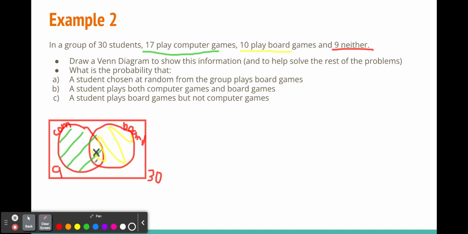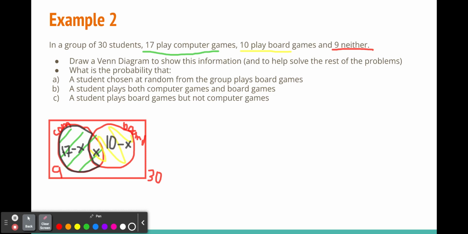If the intersection is X, then we can talk about this part here in green, which is going to be the people who play computer games, but not board games. Well, we know that all of the green is 17. And if we say that in this intersection there's X people, well, that means that the rest of this is going to be 17 minus this X. So remembering that this section, we're only looking at computer games, but not board games. And then we can do the same thing for the board game side. So the people who just play board games but not computer games, that's going to be our 10 minus X.